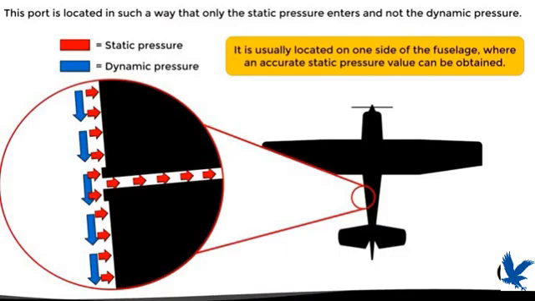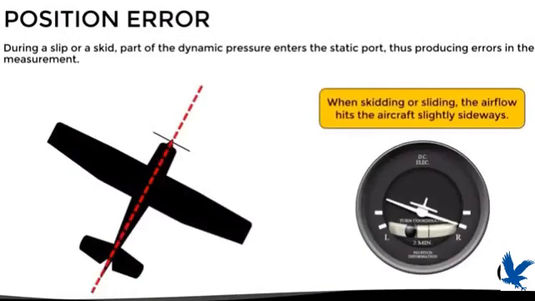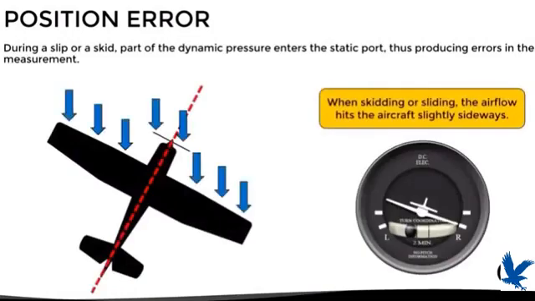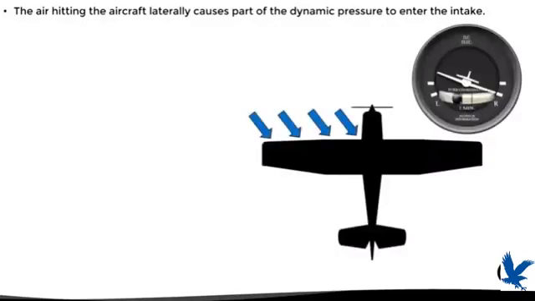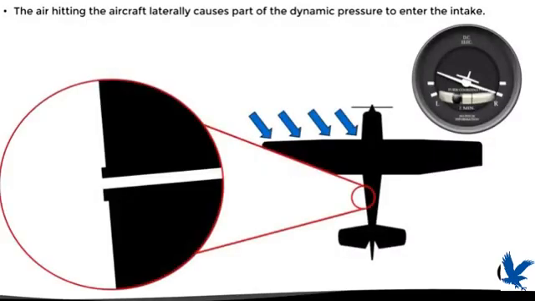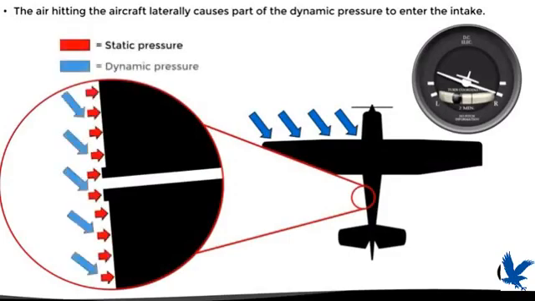However, this design also has some position errors. If the aircraft performs a skid or a slide, part of the dynamic pressure will enter the static port, thus producing errors in the measurement. This occurs because in a skid or slide, the airflow not only hits the plane from the front, but slightly on one side. If we look at the previous example, but now making a skid, we can see the following. The static pressure will not change, however, the dynamic pressure will now be exerted slightly against the fuselage where the static port is located, which results in part of that dynamic pressure entering the static port.